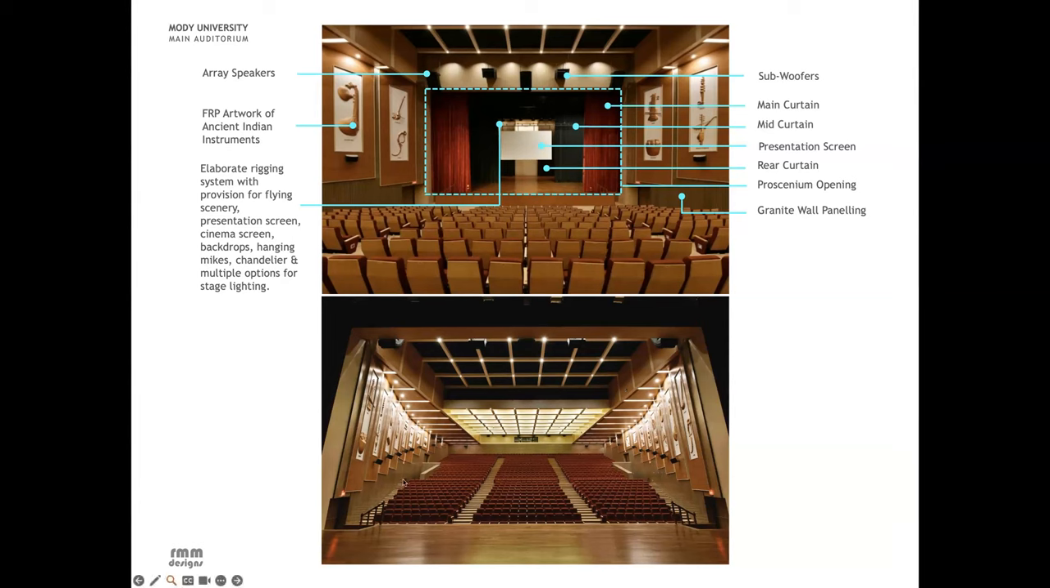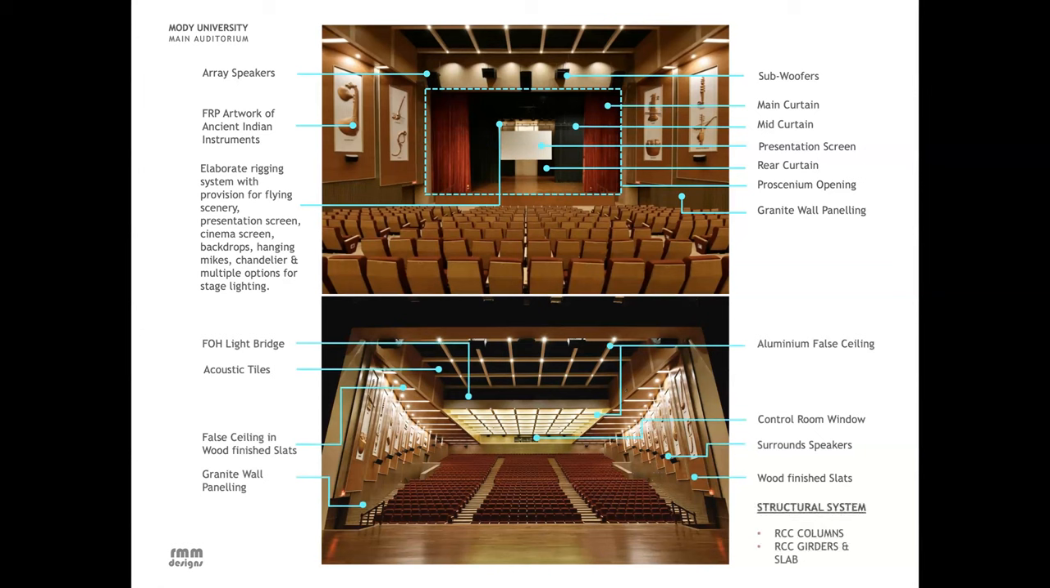Here at the ground level, the lower level, if you see, we actually have granite. A lot of people will tell you stone is not one of the things which you can use in auditoriums, obviously because it is hard and reflective. But here we have actually used granite. The way we have used it is we have used granite in strips of about 100 or 120 mm with gaps of about 8 to 10 mm in between.